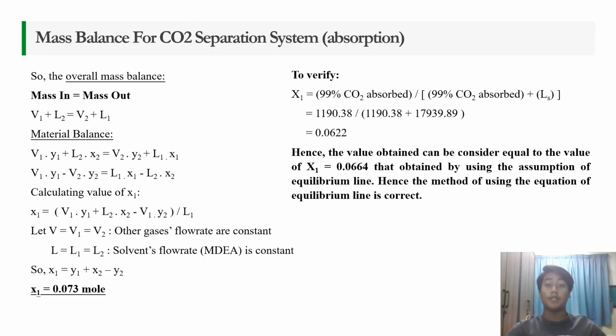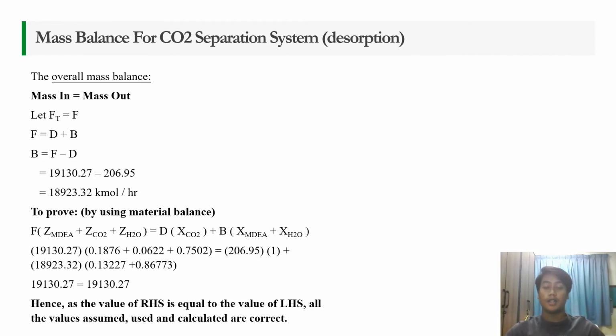For the absorption part, we calculate the mole fraction of CO2 at the bottom product and we get 0.073. To verify, we calculate the mole ratio of CO2 at the bottom product and we get 0.0622, and this value can be considered equal to the value of x1 that we obtained by using the assumption of the equilibrium line. For the desorption part, after we do the overall mass balance and material balance, we found that the left hand side and right hand side are equal. So we can say that all the values that we are using and assuming are correct.